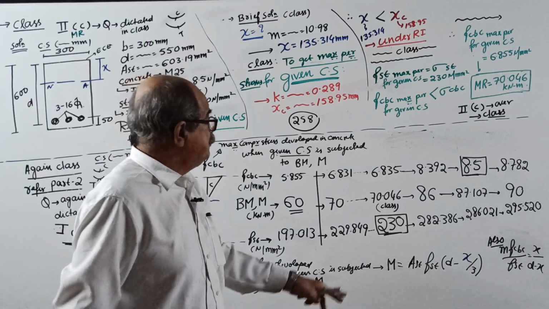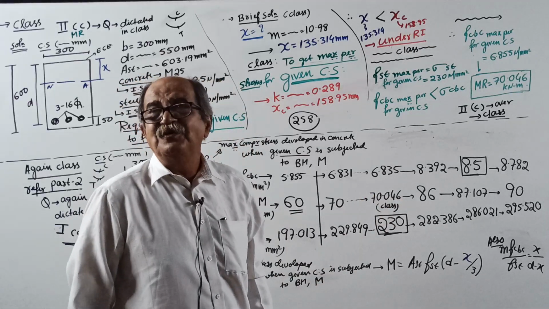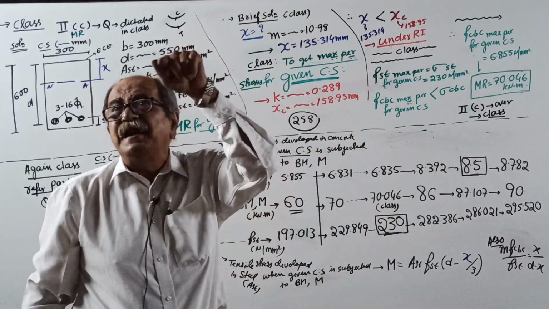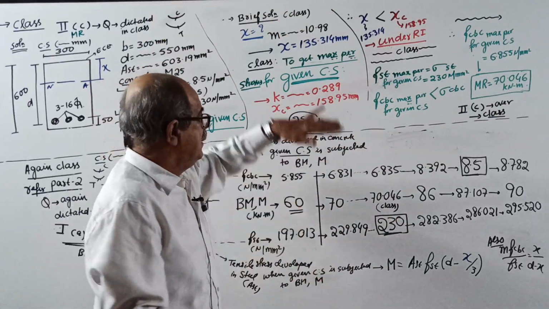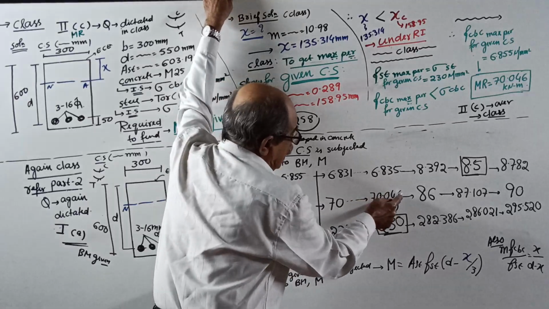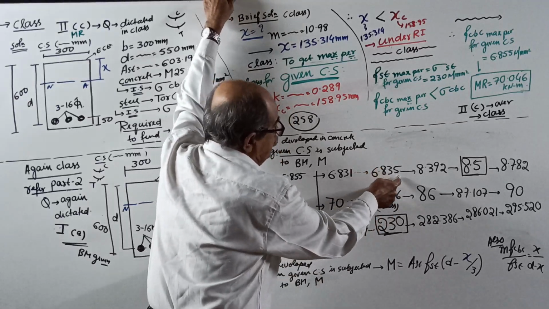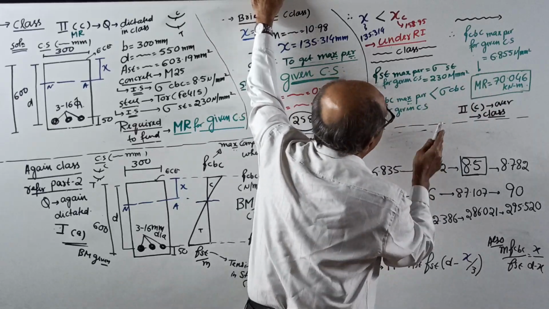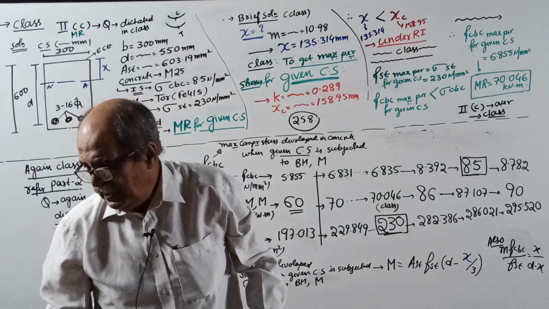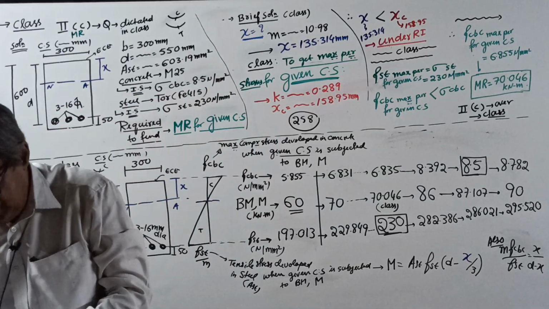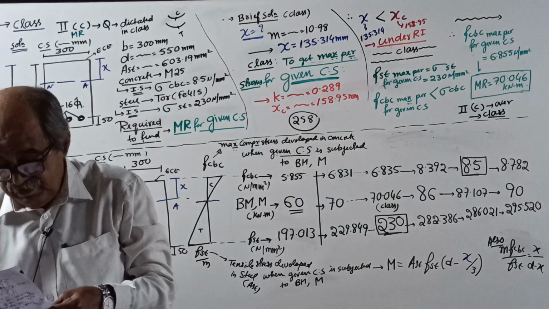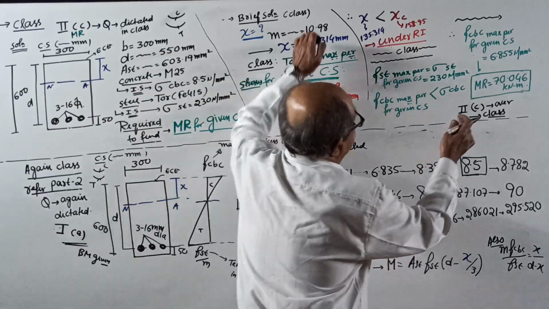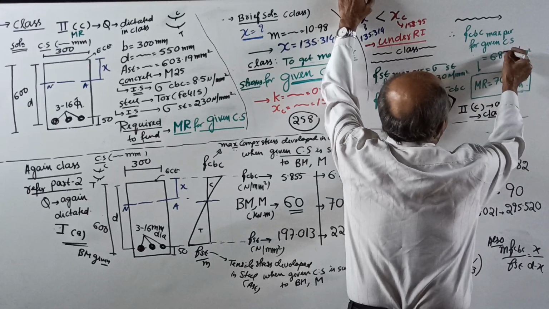Then I told 70.046. Somebody will ask, sir, why did you give such an odd value? Now you know why I gave the odd value. That time I calculated MR and gave that BM. Now observe, for 70.046, stress in concrete became 6.835. See here, 6.835. Why is it 855 then? One minute, I'll check the sheet. I'll check the paper. 6.835 it is. Okay, 835 only. That is 835. Okay, print mistake.